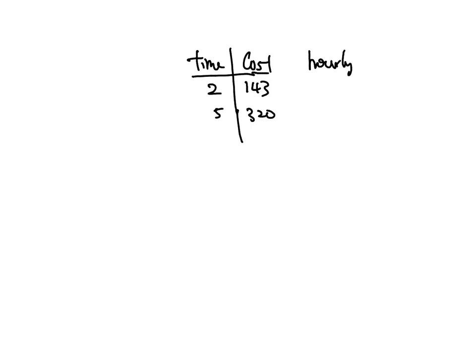Alright, last problem. Mark runs a mechanic shop and charges a fixed amount plus an hourly rate to work on cars. So it looks like we got some kind of time and we have a cost. If 2 hours worth of work costs $143 and 5 hours of work costs $320, find the hourly rate and the fixed amount.